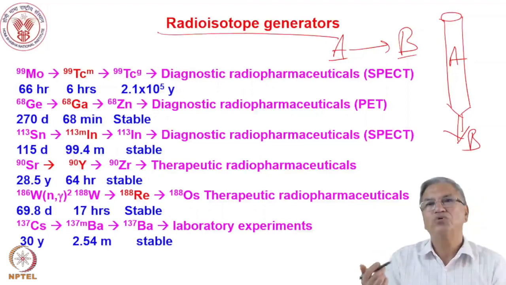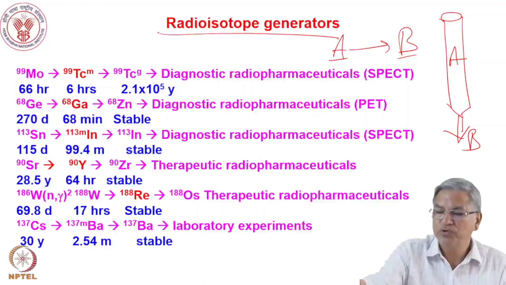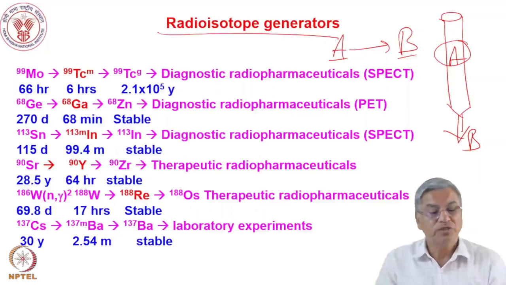So this is the cow, it's called a cow. You milk the cow. You can hold the parent isotope in the column and go on milking, as I discussed in the molybdenum 99 case. You can milk technetium from the molybdenum generator. These are called radioisotope generators.